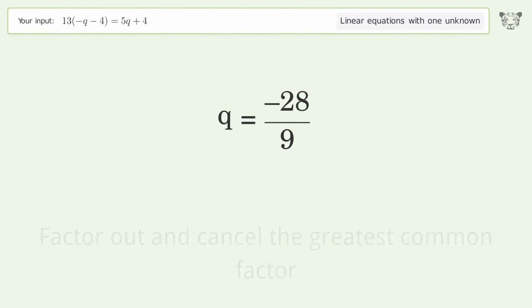And so the final result is q equals -28/9.